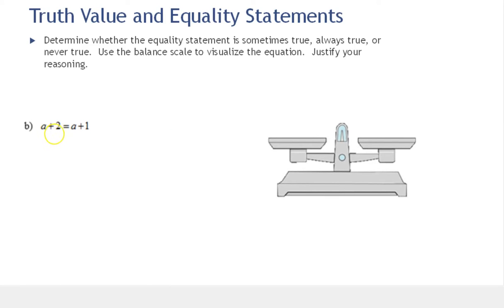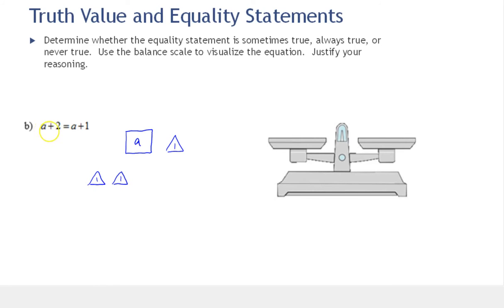Here we have a plus 2 equals a plus 1. I'm going to put a in a square this time, and I'm going to use little triangles to represent 1. I know we have 2 here, but 2 would be 2 1s.